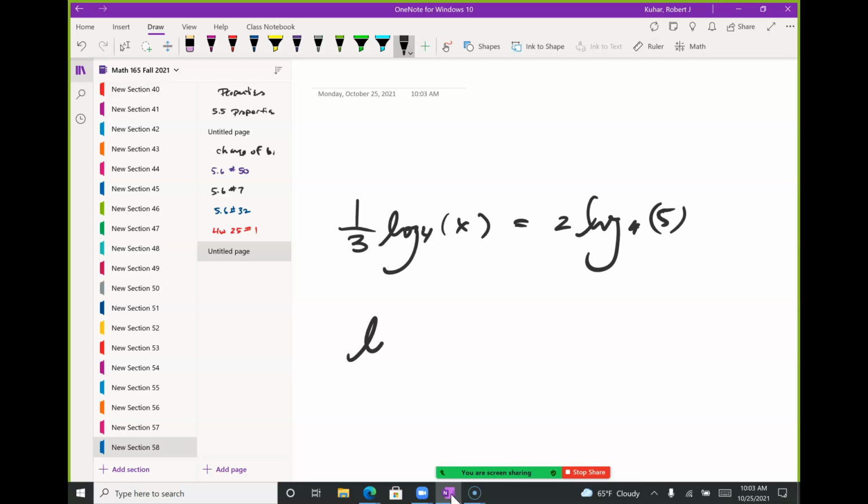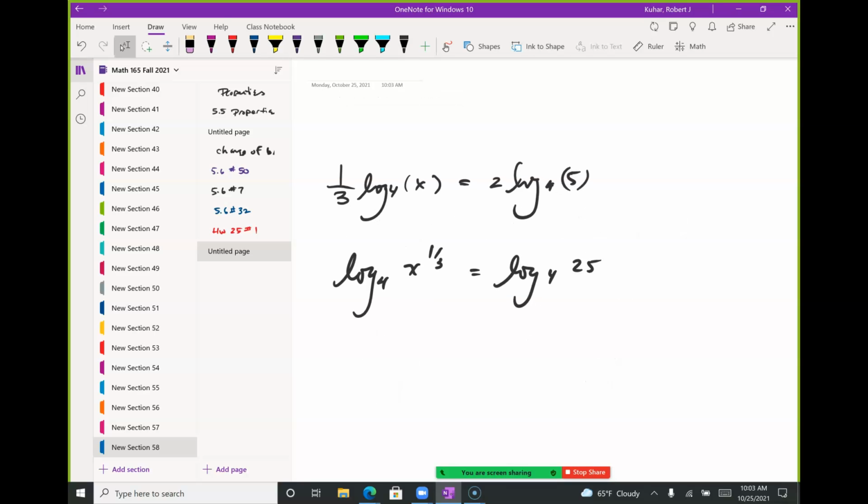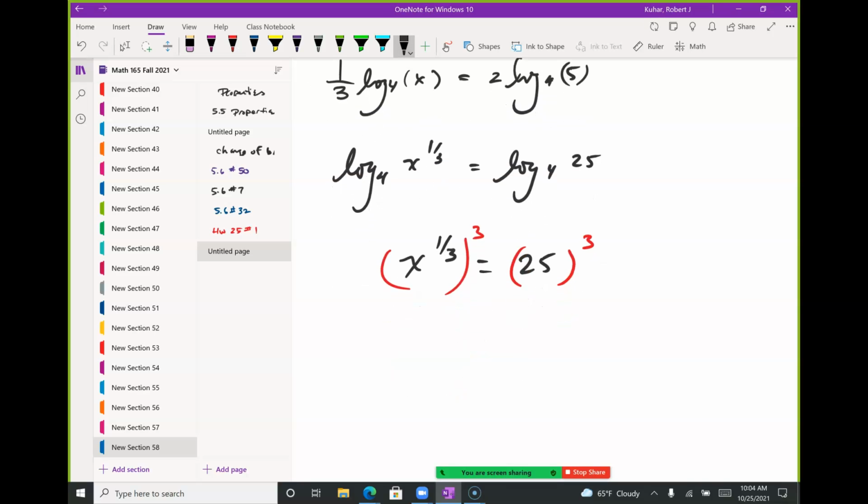Yeah, so bring in the exponents, right? So log base 4 of x to the 1/3 equals log base 4 of 25. Is that okay with everybody? Yeah. Once I know I have one-to-one functions here, and I have y values, I know the x values are equal. So I know x to the 1/3 has to equal 25. And then I'm just going to raise both sides to an exponent of 3, right, to get x equals. So 25 cubed, I think, is 625.